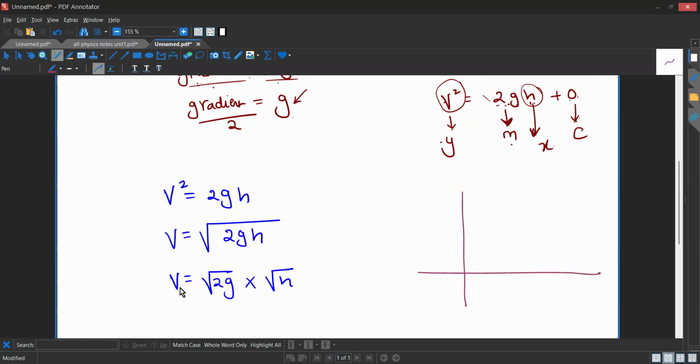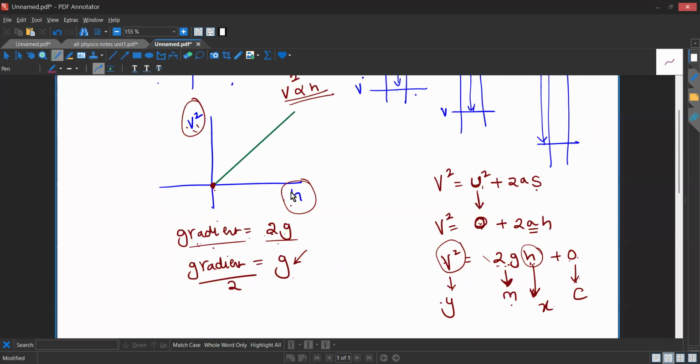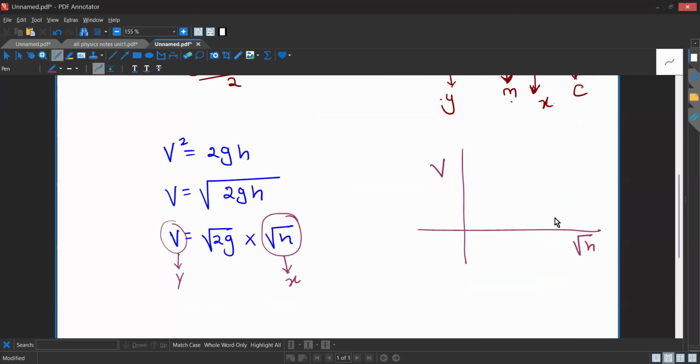Listen. So what is my y-axis here? V. So instead of writing V square, can we write V? Yes. And what is my x-axis over here? Root of h. So can I write root of h as well? So we can draw a V square versus h graph. We can also draw a V versus root of h graph as well.